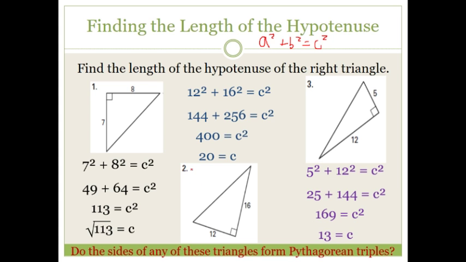In example 2, we have legs of 12 and 16, and we discovered that the hypotenuse was 20. Since they're all whole numbers, or all positive integers, number 2 is a Pythagorean triple. In example 3, we have legs of 5 and 12, and the hypotenuse is 13. Again, they're all positive integers, so number 3 is a Pythagorean triple.